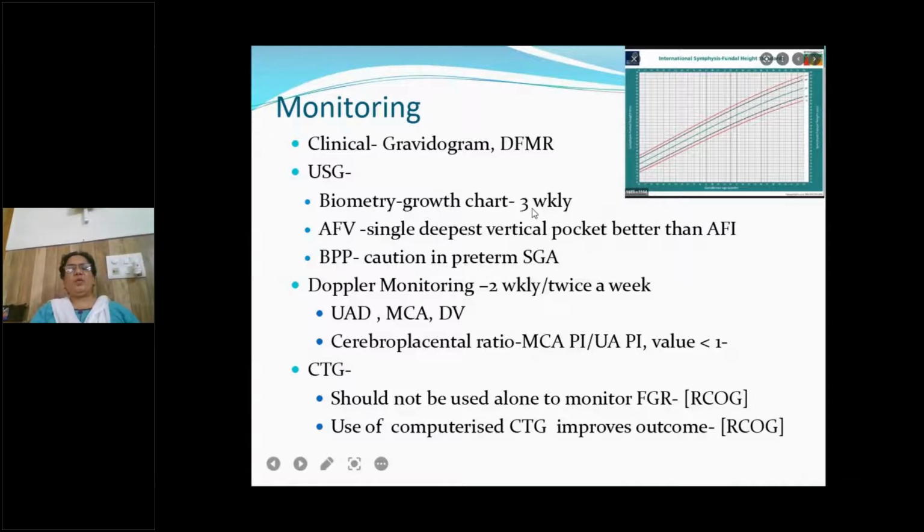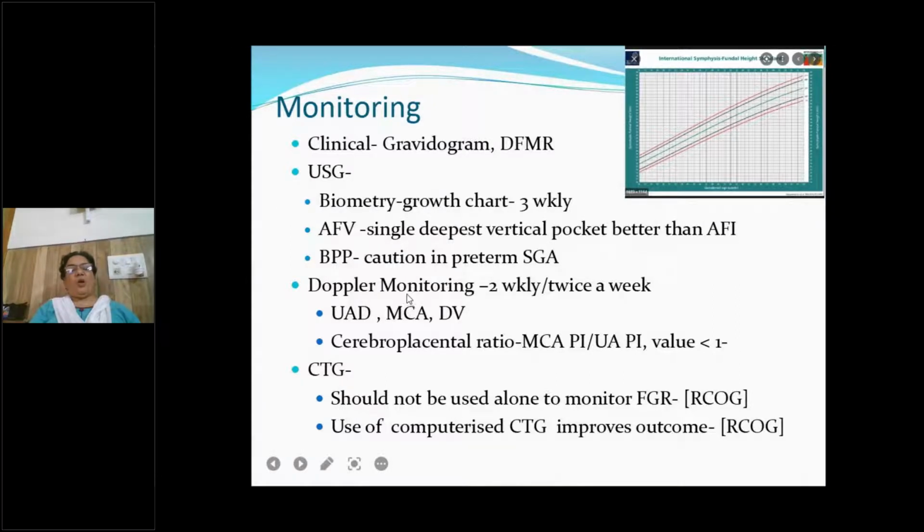Doing it more frequently doesn't help. An important indicator of placental function is the amount of amniotic fluid. The single deepest vertical pocket is better than the amniotic fluid index, and that can be used. Sometimes we monitor the babies with a biophysical profile, but this should not be used alone. It should be interpreted in the overall clinical picture.